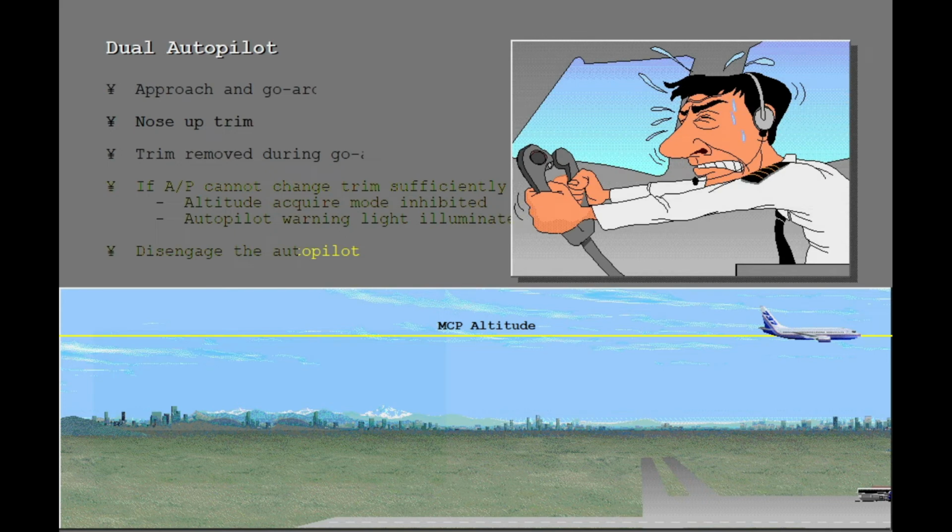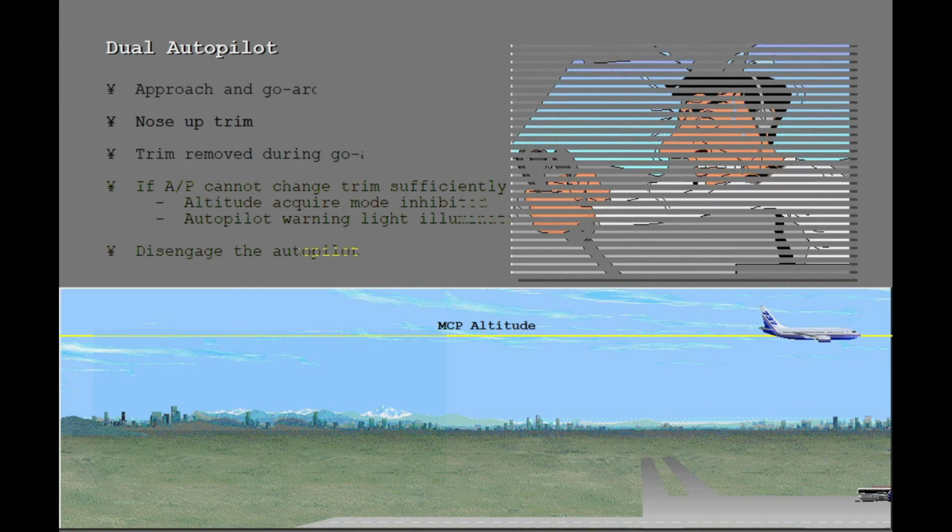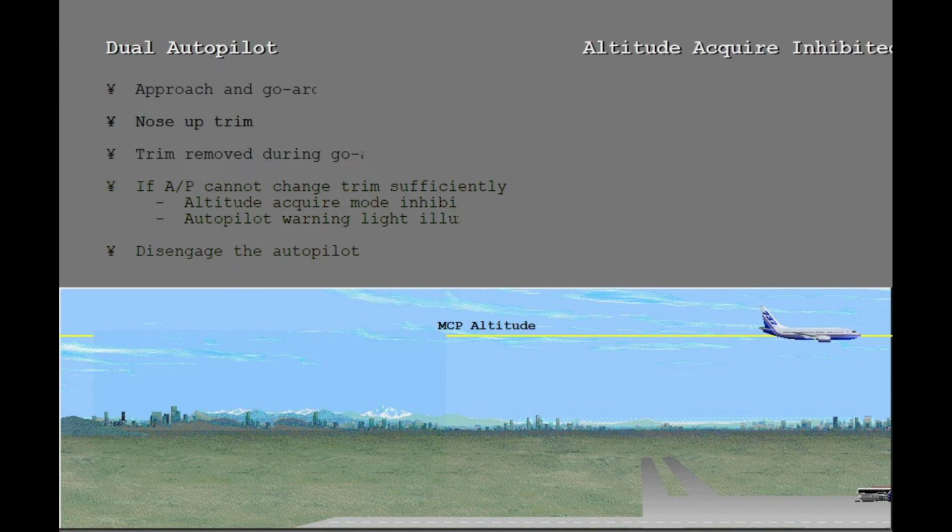When the autopilot is disengaged, there can be unwanted nose-up trim remaining. Altitude acquire inhibit can occur under these conditions: low missed approach altitude, full go-around thrust, and lightweight.